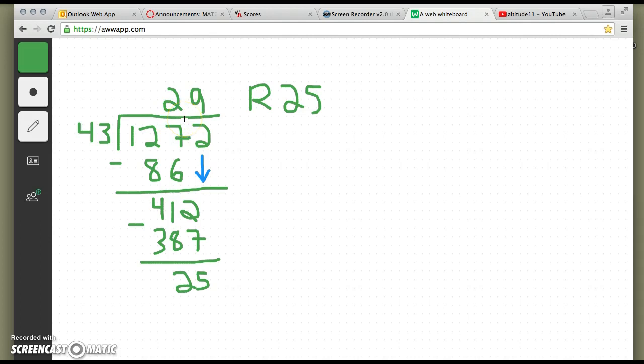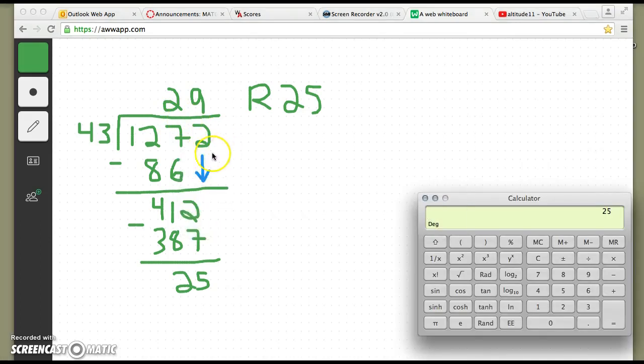All right, and we can also show this on the calculator as well. Let's take a look at that. So when you take 1,272 and divide it by 43, we get 29. So that means we would get 29 43s. 43 times 29. And we would still have another 25 extra. So add on another 25 to get to our original value of 1,272.